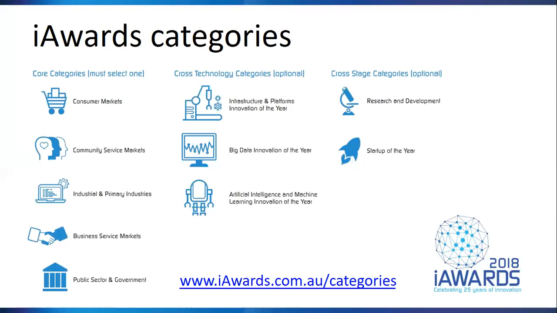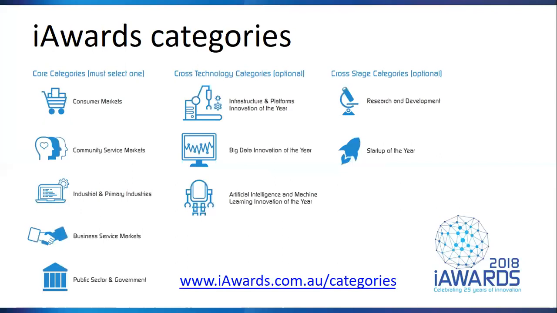If you go to www.iawards.com.au/categories, which is at the bottom of the slide, we actually elaborate on the different categories, and we further define them, and we also give examples of different markets that you could be serving. So a consumer market might be tourism, entertainment, retail, but then community markets might be serving the disability sector, the NGO sector, even education, and so on. So we elaborate, and that might help give you ideas on where you best fit.